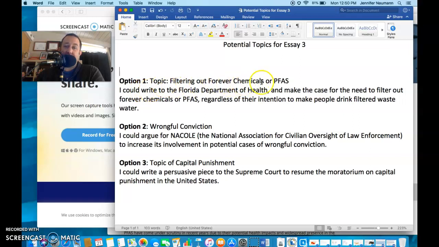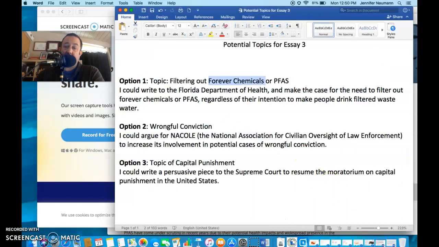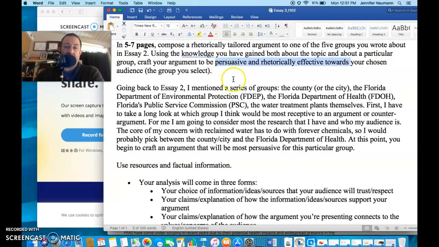Well, see, what I had to do is figure out what I was going to write about first. I figured out I wanted to write about filtering out forever chemicals. Once I got to that point, I was able to look at the prompt and at my list of groups for this topic, and look at each group and say, which group should I be writing to? Am I writing to the treatment plants themselves?